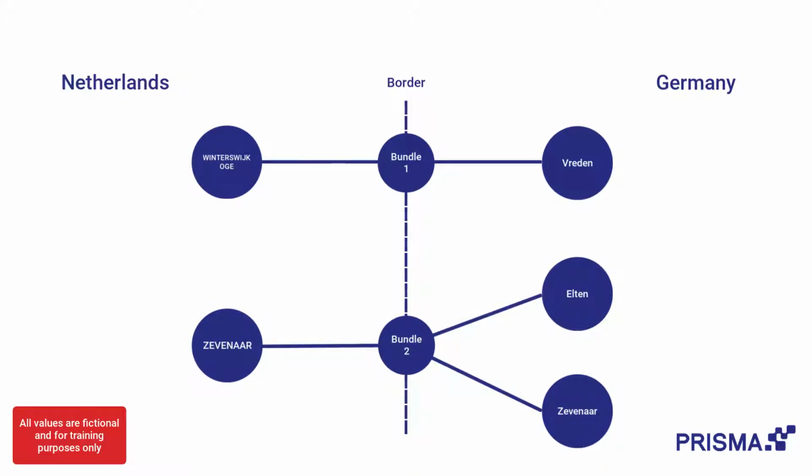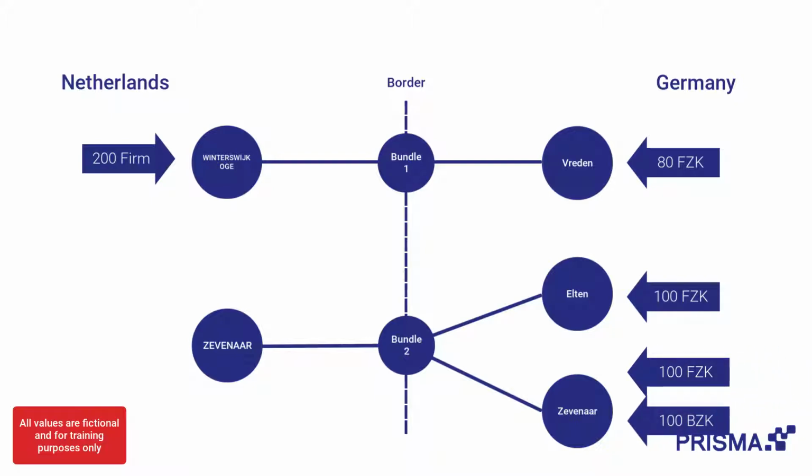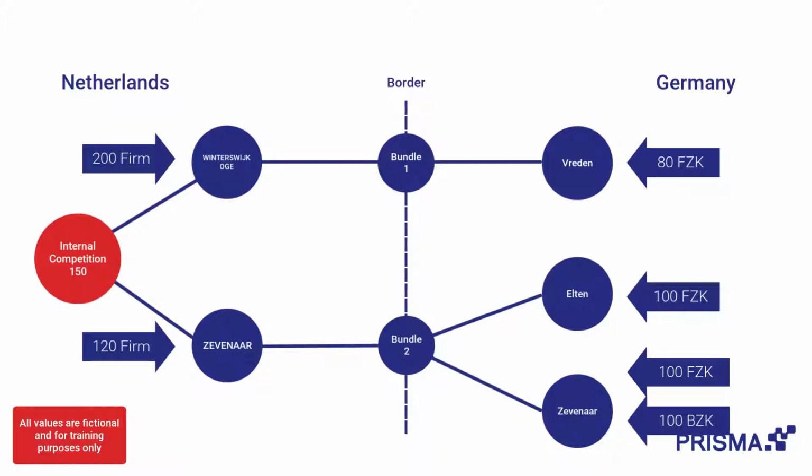The initial setup is as follows. At the first bundle, OGE uploads 80 FZK to Vreden, GTS 200 firm to Winterswijk OGE, and at the second bundle, OGE uploads 100 FZK to Elten, ThyssenGas 100 FZK and 100 BZK to Zevenaar, and GTS 120 firm to Zevenaar. This creates a competition. Both these bundles then compete for the internal capacity on GTS side, which is 150.